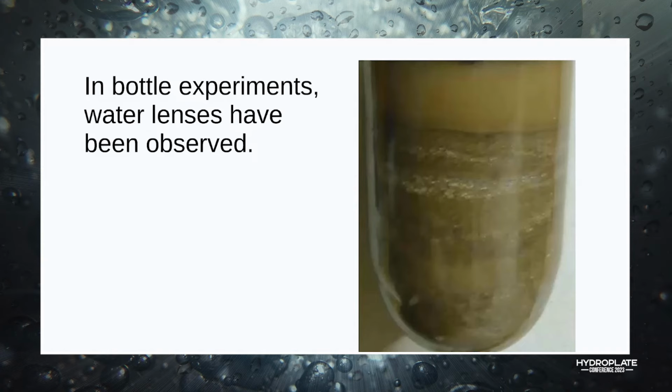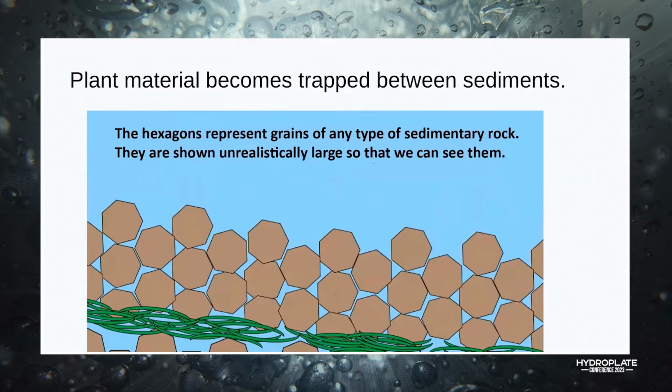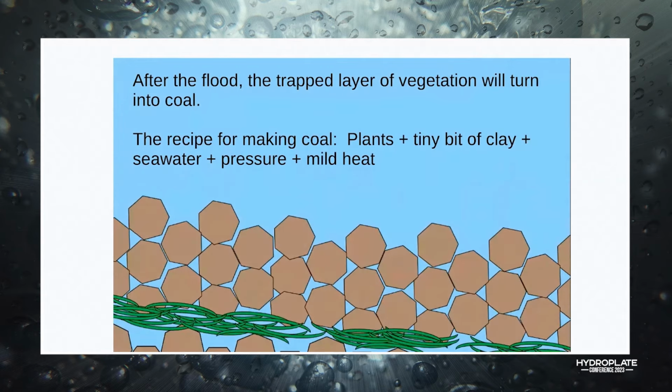In the bottle experiments, little water lenses have been observed. Plant material can become trapped in these lenses between layers of sediments. Then after the flood, the trapped layer of vegetation will turn into coal. And the recipe for making coal is plants, a little bit of clay, some seawater, plus pressure and mild heat. And you can form coal within weeks.